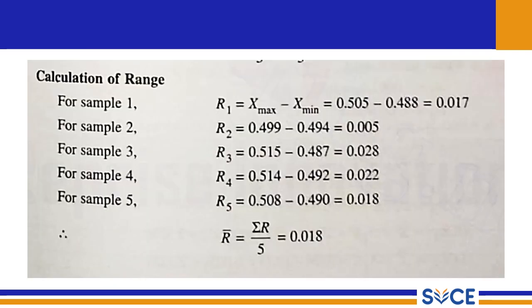The R value is nothing but X max minus X min. That is the formula. Since there are 3 readings, out of all 3 readings we take the maximum reading, X max, and the minimum reading, X min, and take the difference between them. That will give the range value, so we find R1. Similarly for samples 2, 3, 4, 5. Once we find the range for all 5 samples, we find the R bar, that is the summation of R divided by 5. You will get 0.018. So this is the R bar, the center line for the R chart.